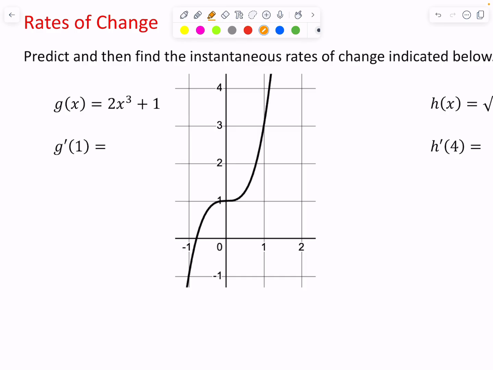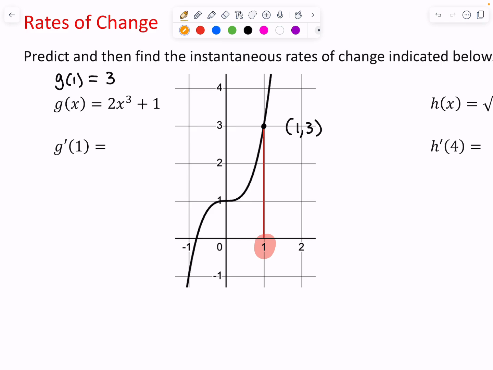So our first example, we have g of x equals 2x cubed plus 1 with its graph here. This notation is g prime of 1, and it stands for finding the instantaneous rate of change in the function g at x equals 1. So when x equals 1, we have a point on this curve. The output appears to be 3. It would be easy to confirm. g of 1 is 1 cubed is 1 times 2, and then add 1, we get 3, confirming that this is the point 1 comma 3.